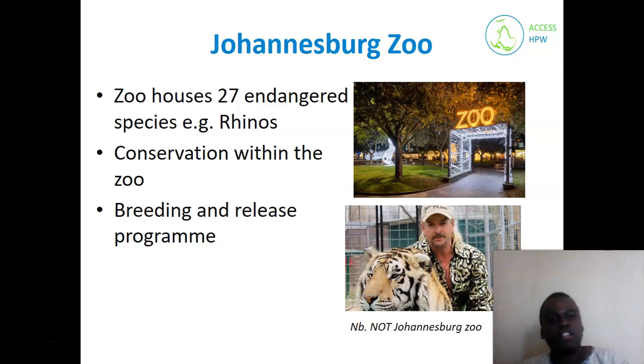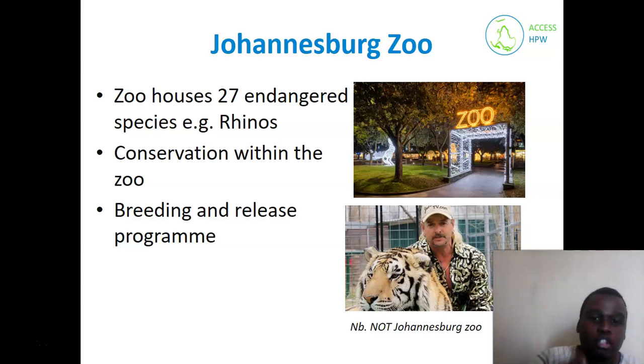So an example of ex situ conservation is the Johannesburg Zoo. The zoo houses about 27 endangered species, and that includes the rhino. And they have conservation within the zoo, so they have educational programs to teach about conservation and the importance of conservation. And they have a breeding and release program.